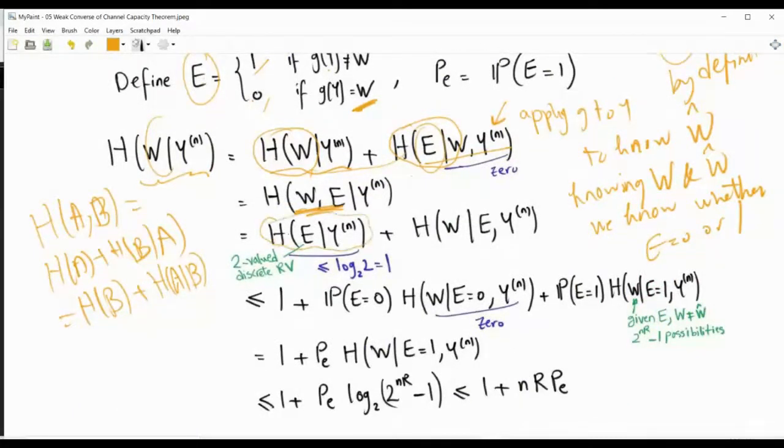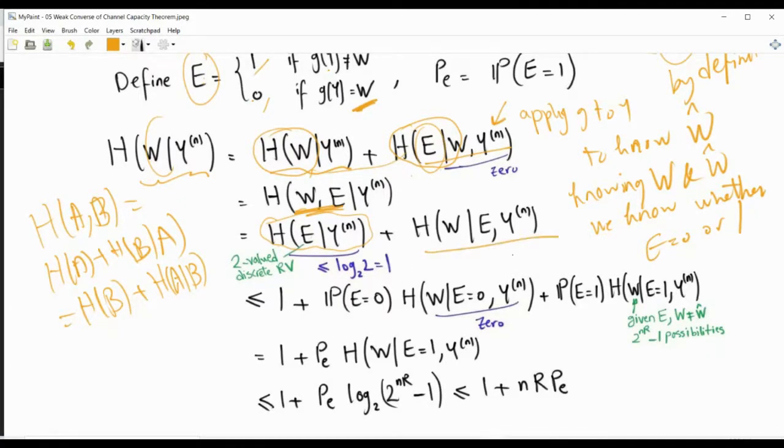Well, this entropy is upper bounded by H of E, and E is a Bernoulli random variable. So what is the maximum? A discrete random variable that can take one of two values. What is the upper bound on its entropy? Log 2 to the base 2, which is 1. Okay, so this term here can be upper bounded by 1.